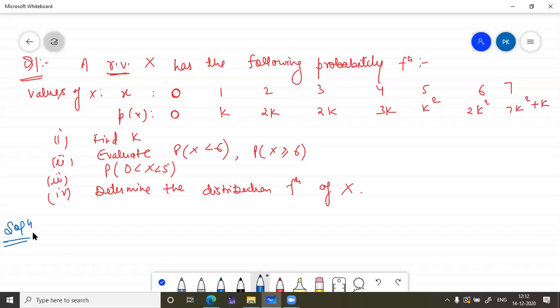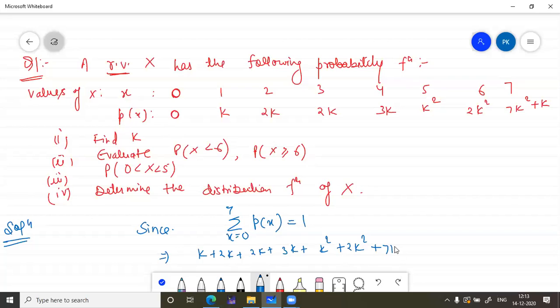तो कैसे करेंगे? मैंने आपको अभी इसकी प्रोबेबिलिटी मास फंक्शन के लिए दो कंडीशंस बताई थी. कंडीशंस थी कि द सम ऑफ ऑल द प्रोबेबिलिटीज विल बी 1 एंड इट मस्ट बी ग्रेटर देन इक्वल्स टू 0. So you know that here we have total 0 से 7 तक. So from that particular property, the sum of all the probabilities will be 1. So it's equals to k plus 2k plus 2k, 3k, k square, 2k square, 7k square plus k is equals to 1.